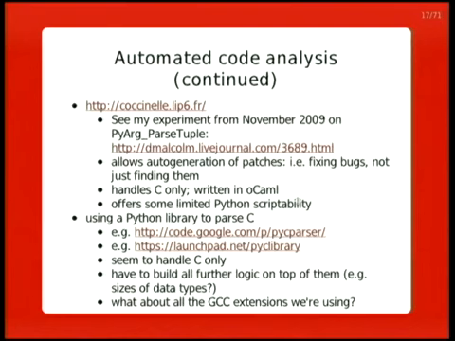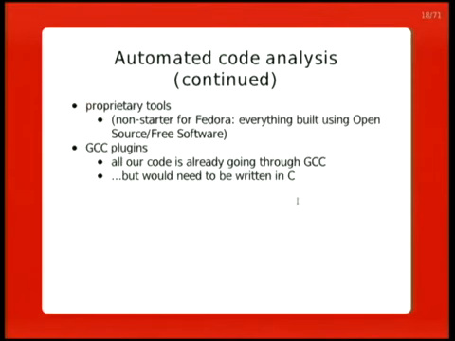And it's kind of cool, you can auto-generate patches rather than just find the bugs. But unfortunately, it still only handles C code. And there are also some Python libraries out there that can parse C. I don't know of any that can parse C++. And there's also proprietary tools, but that's a non-starter for me in the Fedora project. Our whole tool chain is free software, open source.